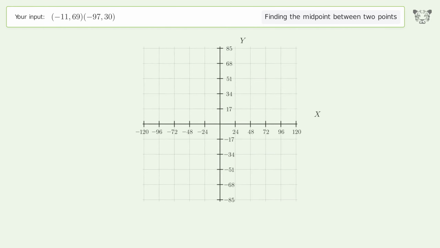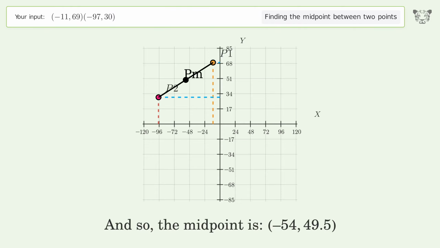And so, the midpoint is negative 54, 49.5.